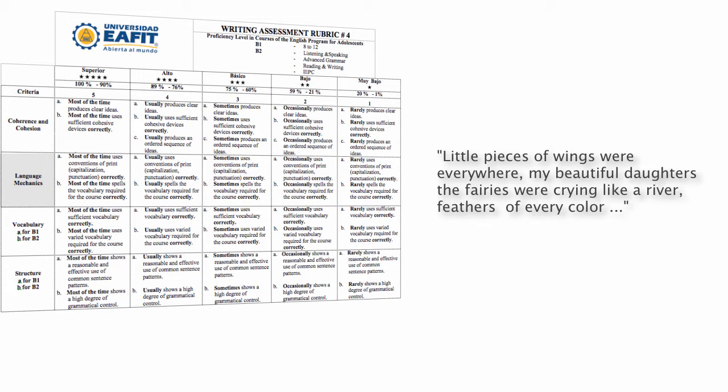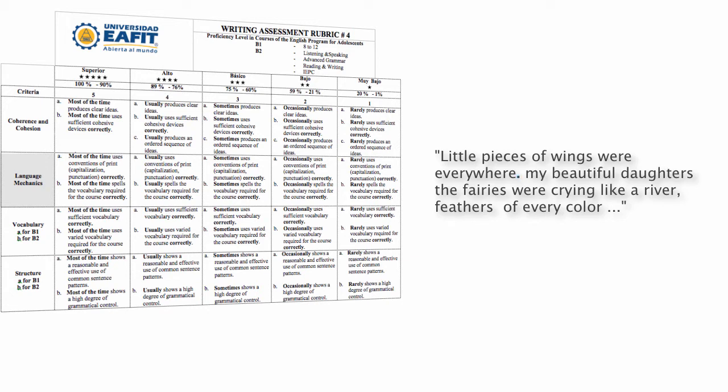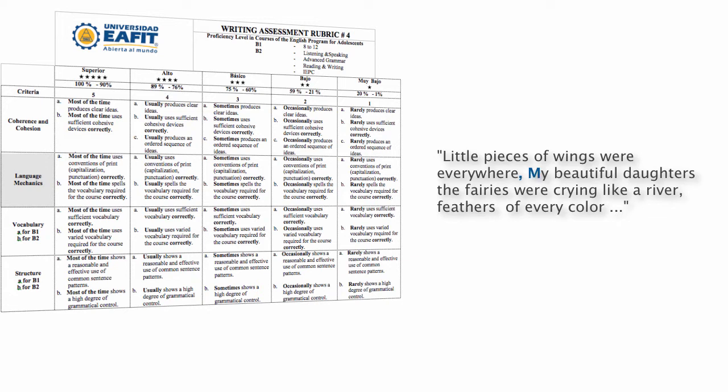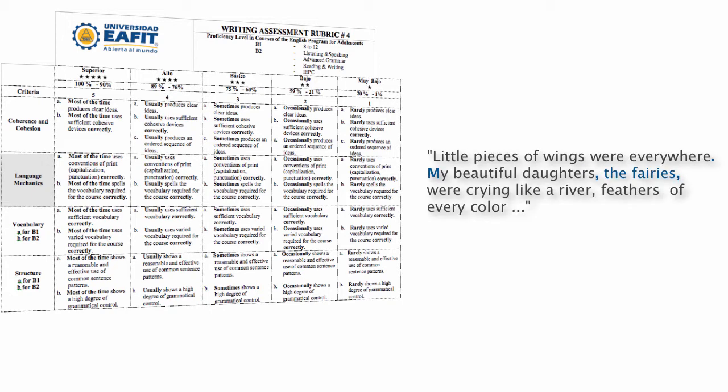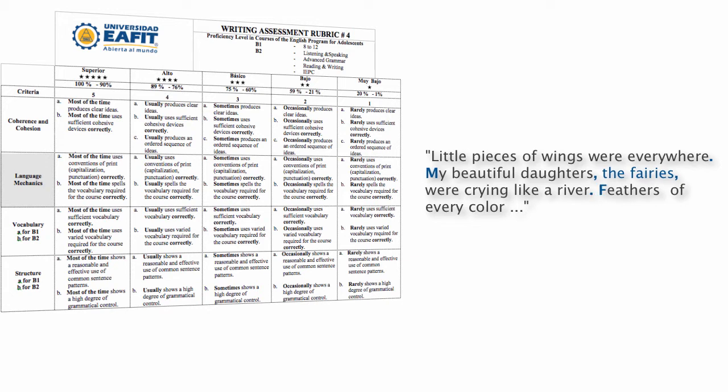In the previous excerpt, the student is wrongly putting a comma after the word everywhere. Instead, he needs to put a period since it is a complete independent idea. Following, he has to begin with capital letter after the period. Moreover, the phrase, the fairies, must be between commas because it is emphasizing who his daughters are. Finally, there must be a period after the word river because once again it is a complete idea, and finally capital letter after the period.